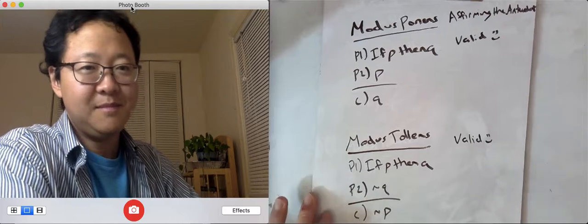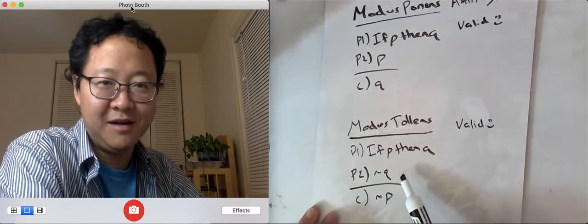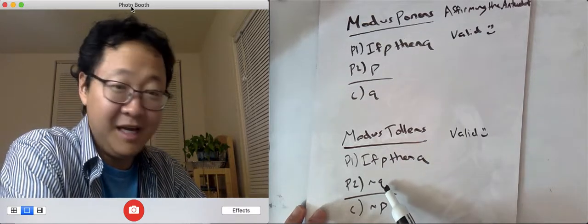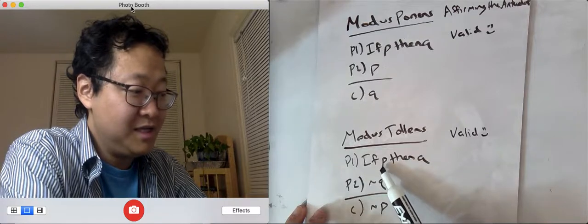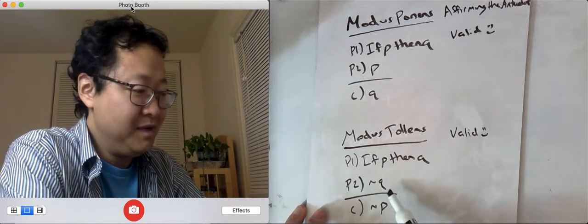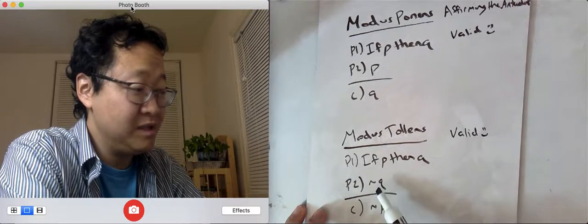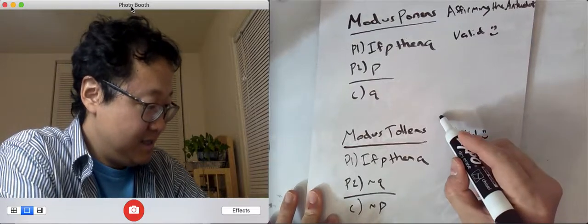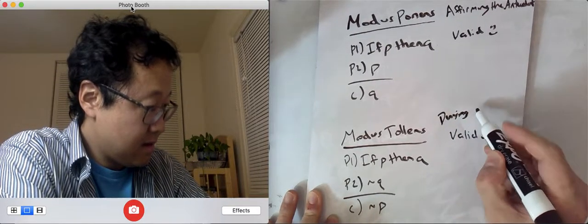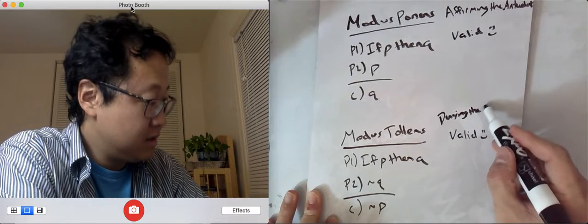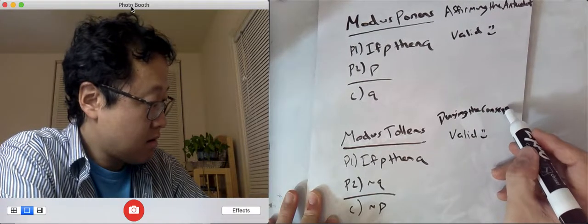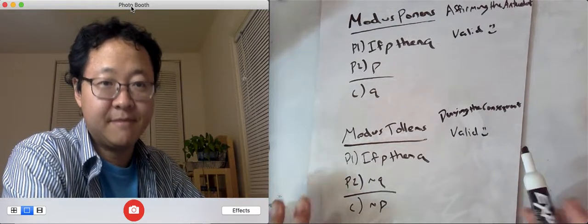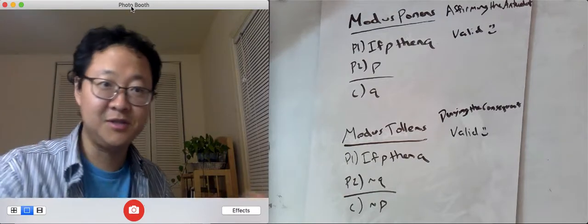Now compare that with what's going on here. Modus tollens, in the second premise, are we affirming the antecedent? No. The antecedent is P, but here we're saying something about Q, and we're saying Q is false. So another name for modus tollens could be denying the consequent. Denying the consequent. This will help you understand the next two argument forms.